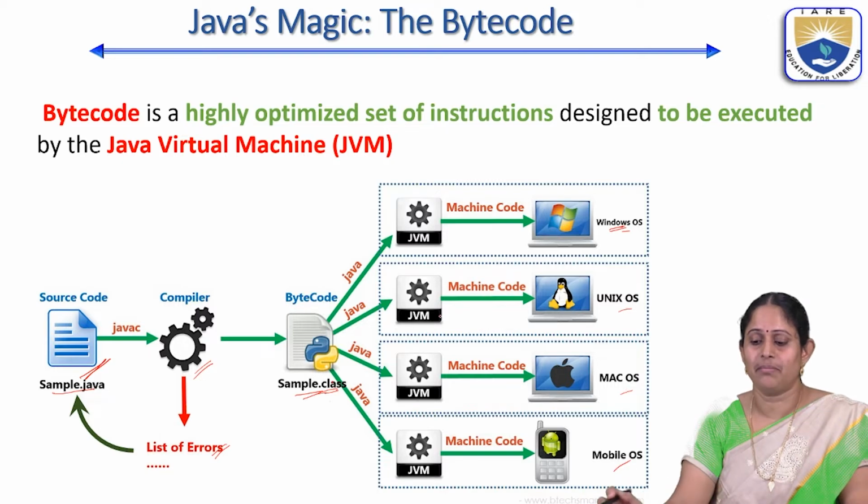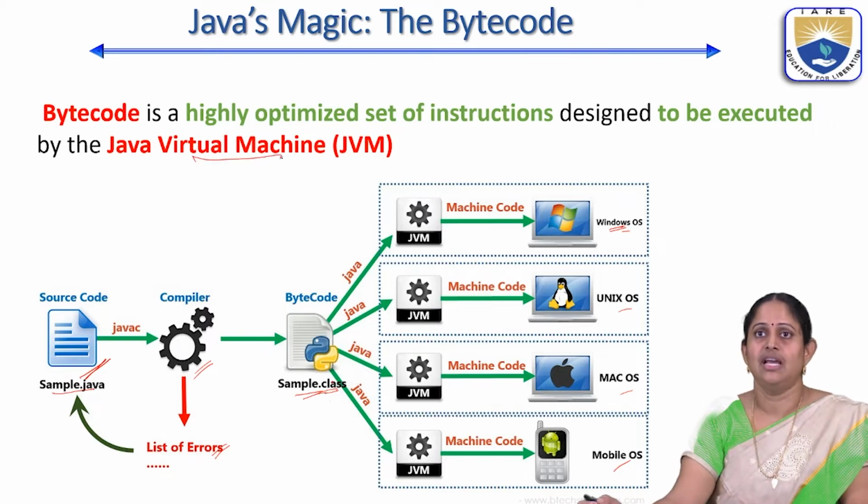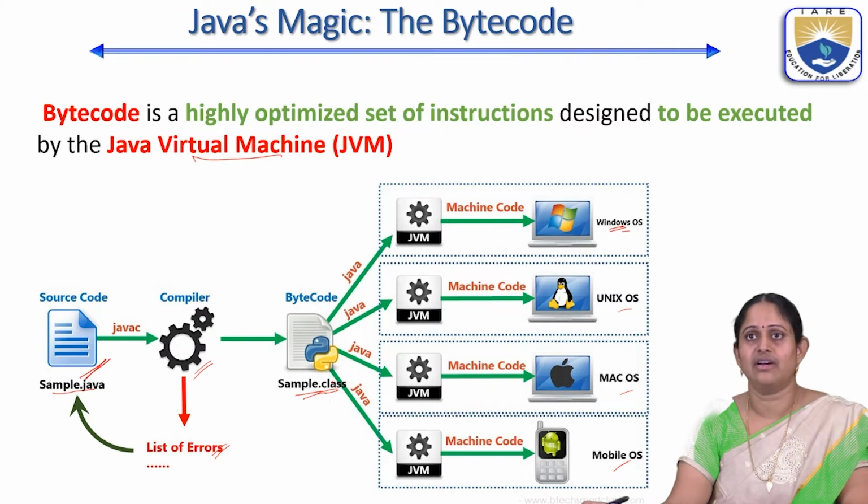So that is the biggest advantage of Java, the presence of the Java virtual machine. The Java virtual machine and bytecode together make Java platform independent.